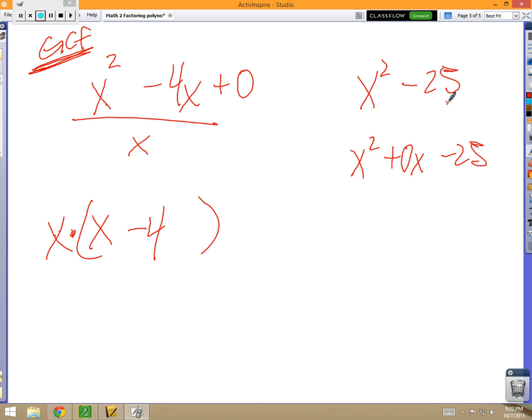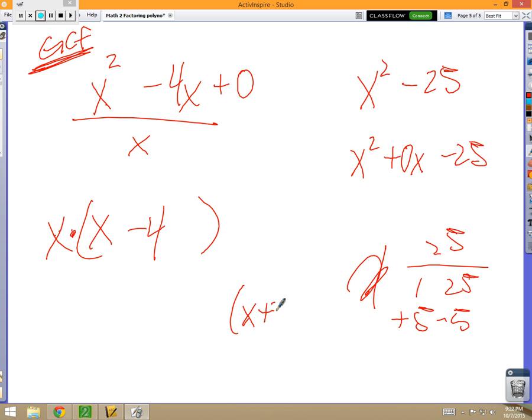Okay, now this one. What is going to times and give you a negative 25? You only have 2 options. For 25, you can do 1 and 25, or you can do 5 and 5. So it's got to times and give you negative 25. That means one of them's positive, one of them's negative. But it's got to add and give you 0. Nothing in the middle. It canceled out. So that's going to be a plus 5 and a minus 5. Plus 5 times negative 5 is negative 25, but you add them together and it's 0. So it's going to be x plus 5 and x minus 5.